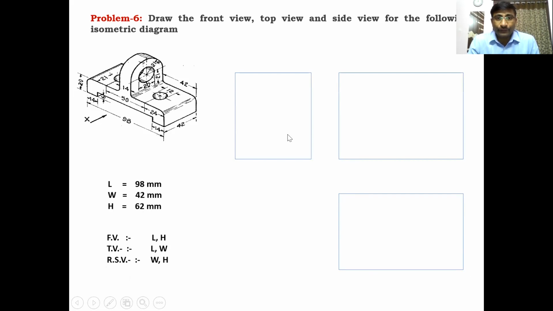Side view box. The side view box must be on the left side of the front view box, because right side view is always on the left side of the front view box. Okay, the box sizes are width and height. 42 is the width, height is 62. Okay, after getting these three boxes, draw the visible surfaces in this box. So start from front view.